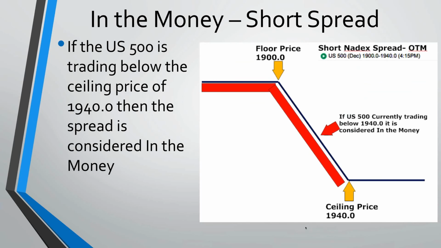Here's in the money for a short spread. Again, in the money anywhere in this red. If the US 500 is currently trading at 1940, it's considered to be in the money. Or I'm sorry, below 1940. It's considered to be in the money in the spread. Again, there's a situation where you're deep in the money as well. And again, same thing with an example of this graph. You're going to see things repeated over and over again. This is not a typo. Ceiling price should be down here on a short spread on the graph. So again, if the US 500 is trading below the ceiling price of 1940, then the spread is considered to be in the money.